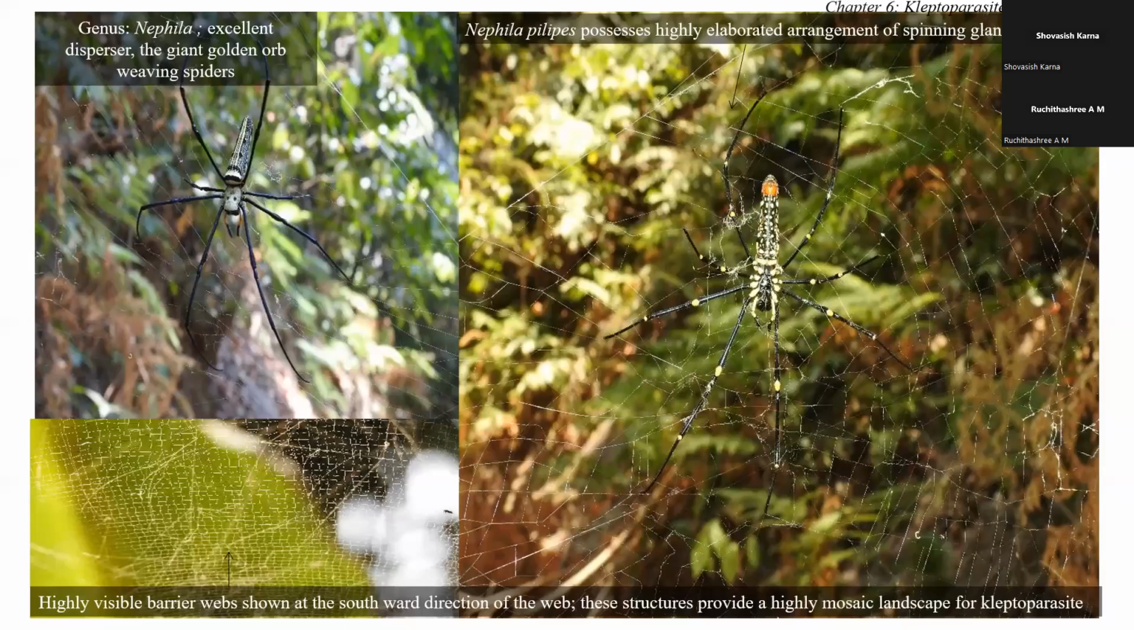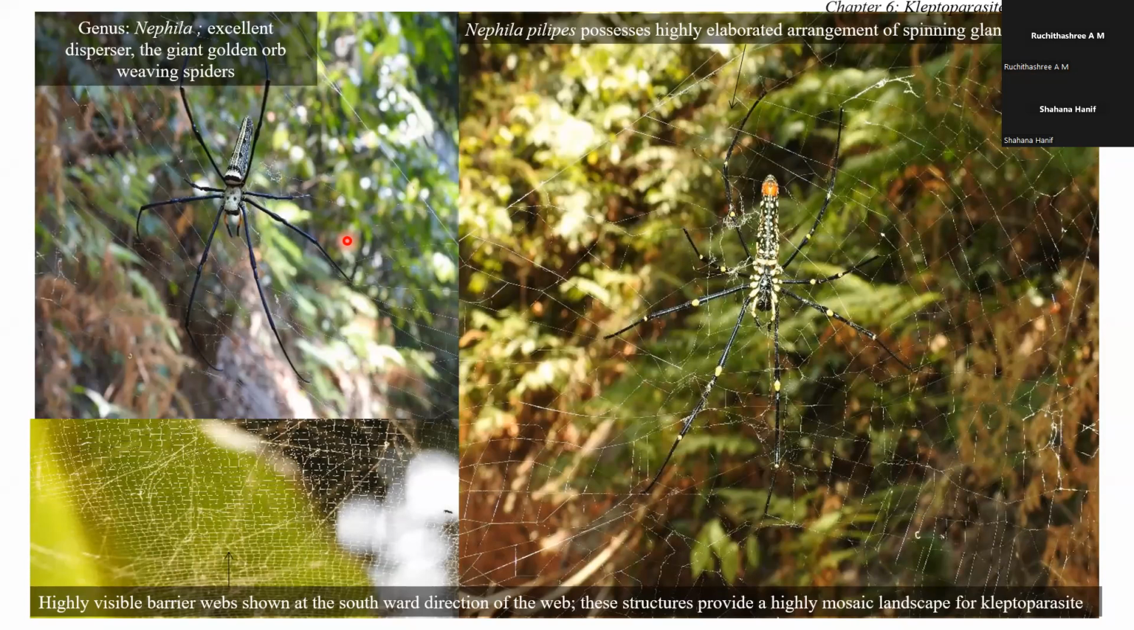Again, this is a Nephila. What I have seen is that it can disperse up to 20 to 30 meters. Through a drag line, it can balloon itself from one bank of the river to another bank.